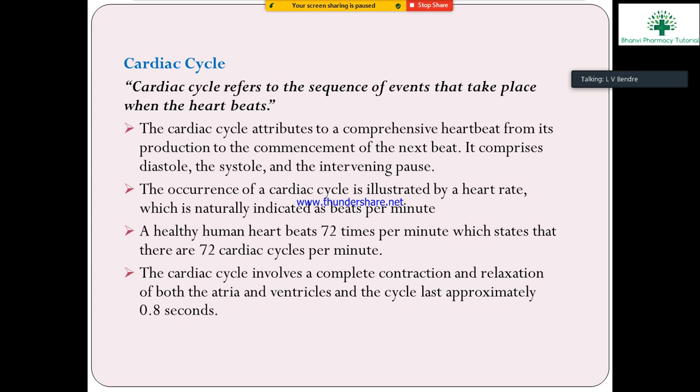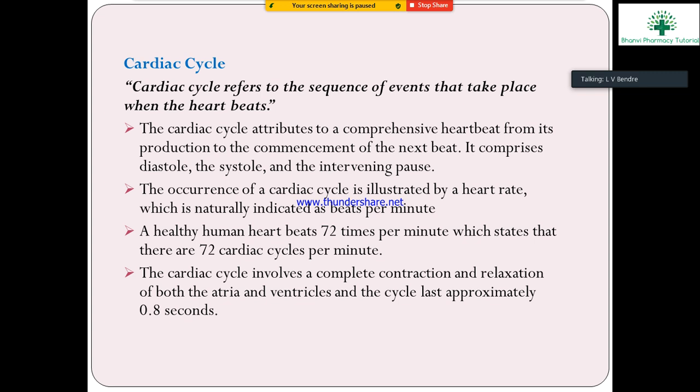Between diastole and systole there is the intervening pause. The occurrence of the cardiac cycle is illustrated by the heart rate, which is naturally indicated as beats per minute.